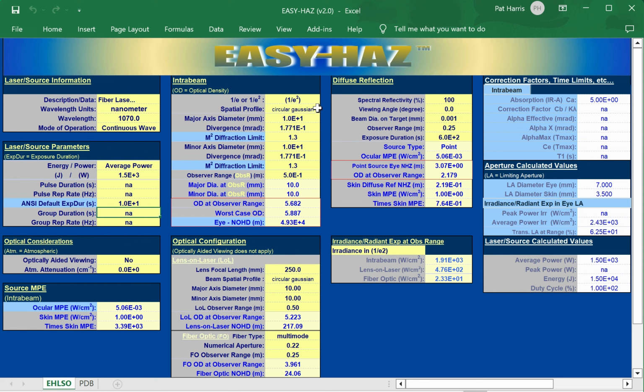Circular Gaussian, again, if you're not quite sure, you say it may be something between a real Gaussian beam and a flat top beam. Go ahead and select circular Gaussian. Again, that gives us a more conservative result.